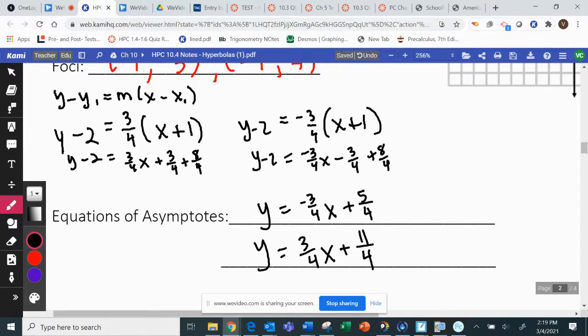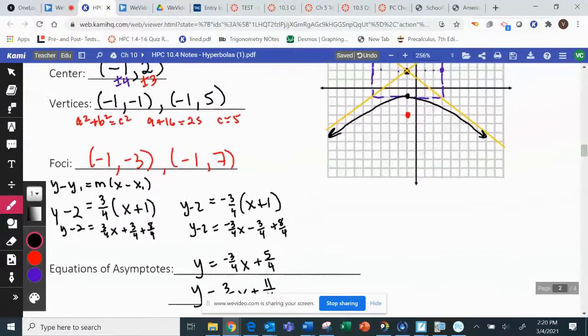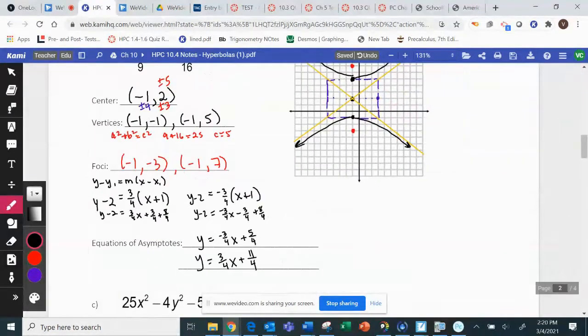So I get a y-intercept of 5/4 and 11/4. And if I go and double check on my graph, does that seem reasonable? 5/4, so that would be 1 1/4. Yeah, that looks about right. And then 11/4 would be like 2 3/4. Yeah, that looks about right. So I probably did it right. If it doesn't look right, maybe check your work.